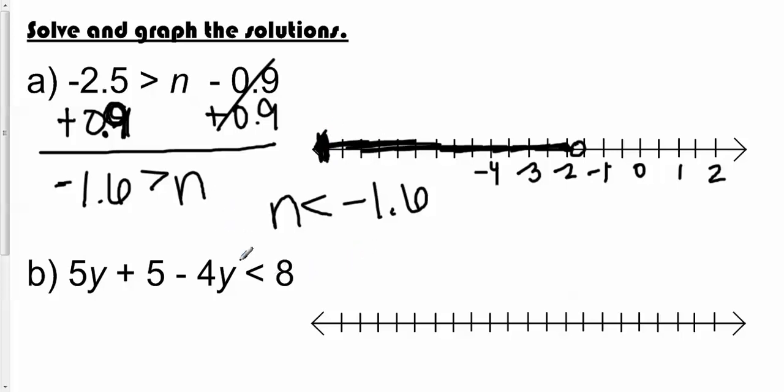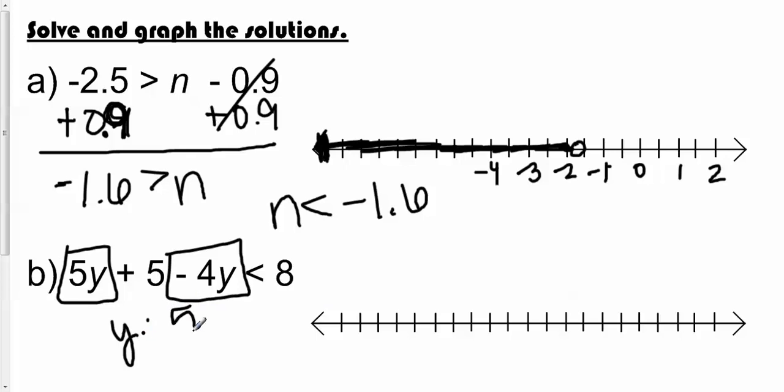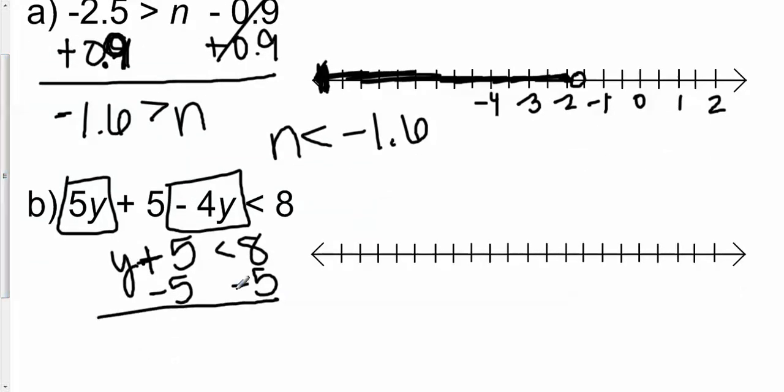Okay, now for the next one. I have 5y plus 5 minus 4y is less than 8. So like what you saw in solving equations, I'm going to have to combine some like terms. 5y and -4y combine to be positive y. Y plus 5 is less than 8. I'm going to undo adding 5 by subtracting 5 on both sides. Scroll this down, give us some room. So that cancels. Y is less than 8 minus 5, which is 3.